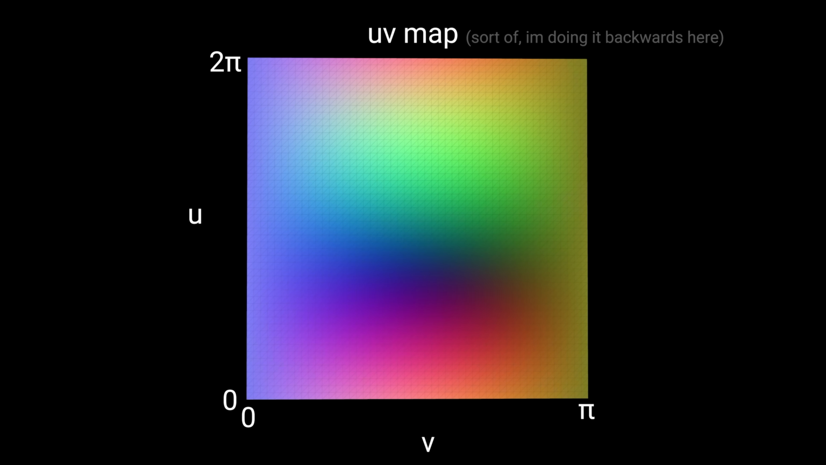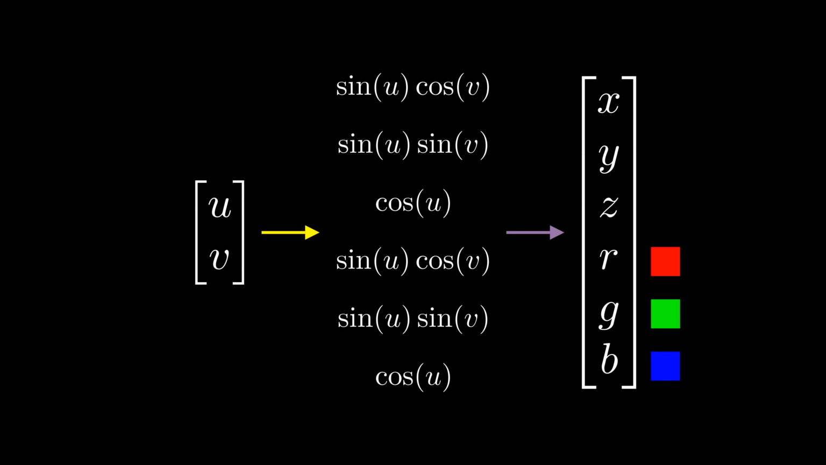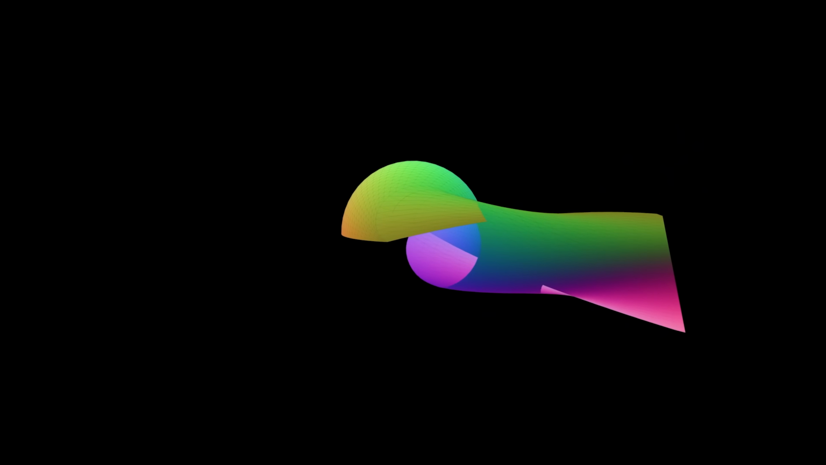Now for the fun part. We can combine the outputs XYZ and RGB into the same function to have a total of 6 outputs. To visualize it, we simply use this colored plane as the parametric surface in 3D space.